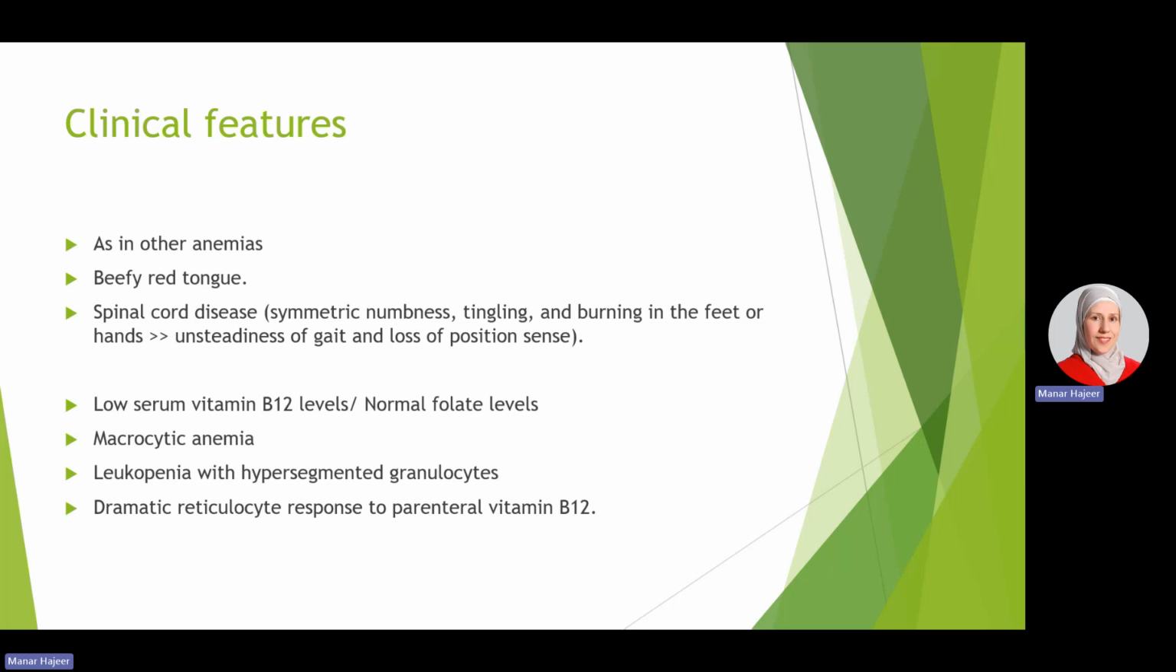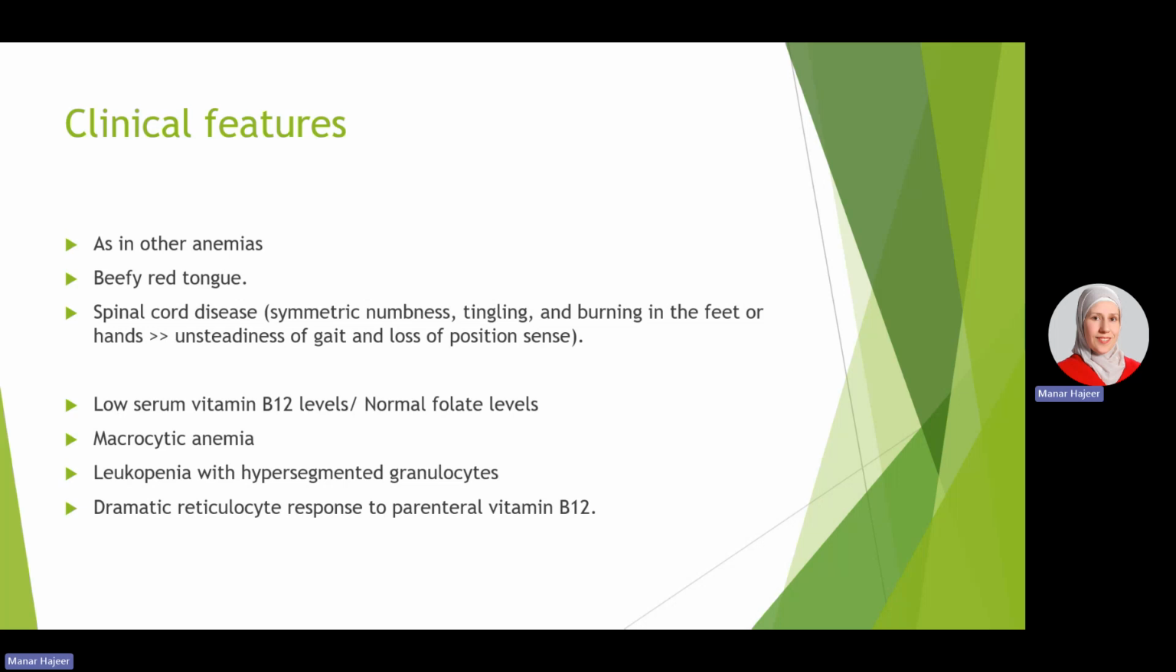Sometimes folate levels will be normal, which helps to say that this is vitamin B12 deficiency. The anemia is megaloblastic, meaning the cells are large, macrocytic, and MCV is high. These patients might also develop leukopenia and hypersegmented granulocytes in the peripheral blood. Leukopenia occurs because vitamin B12 is also needed for the production of the myeloid series.